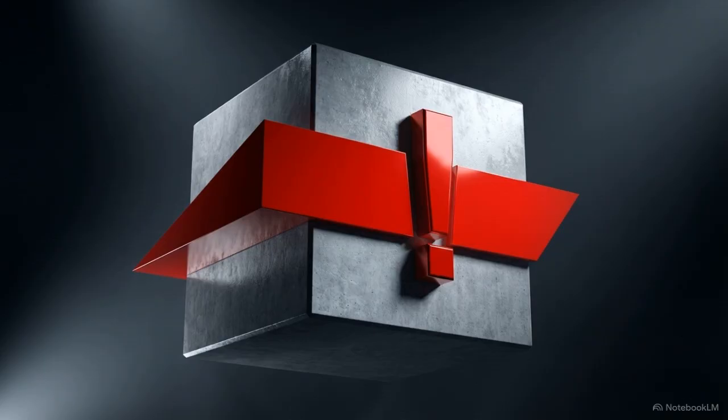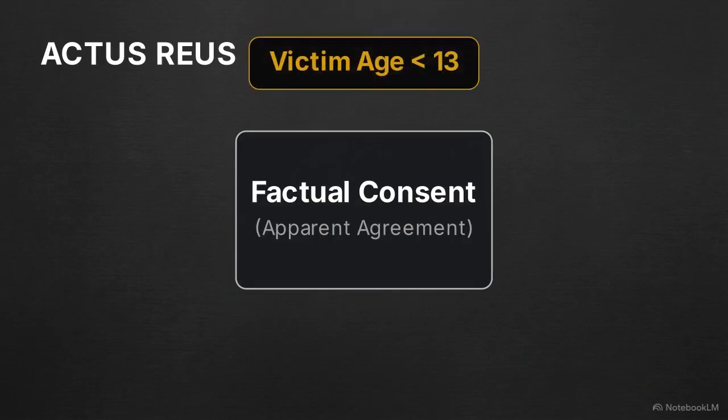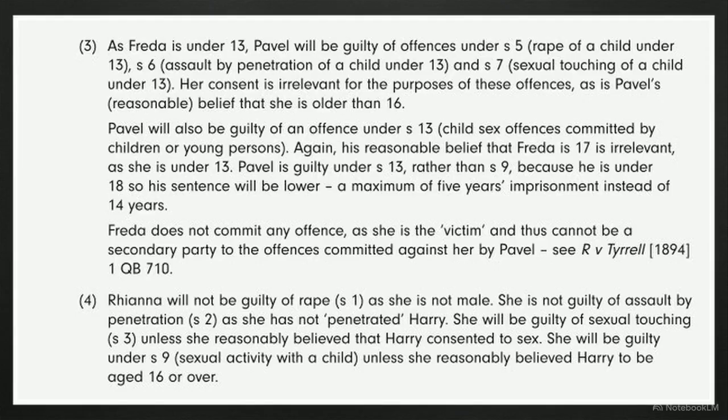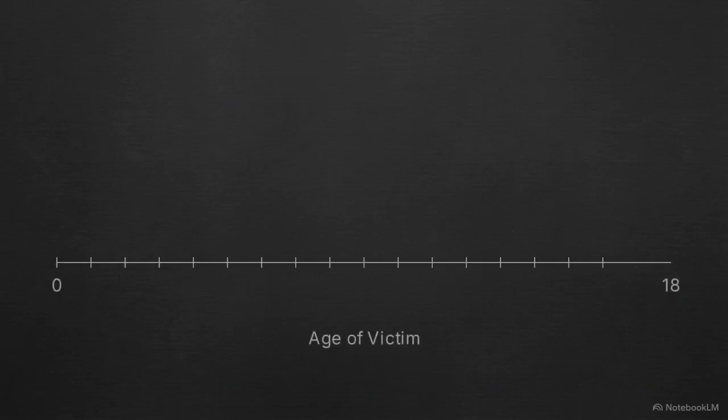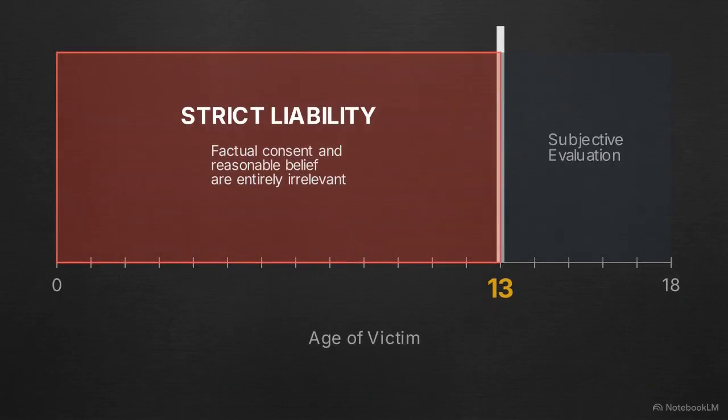There is a statutory cutoff point where the logic of consent and belief is abandoned entirely. Sections 5, 6, and 7 govern sexual offenses where the victim is a child under 13. For the Actus Reus, any factual consent offered by a child under 13 is legally non-existent. The mens rea component operates on strict liability regarding age. If a defendant has sex with a child under 13, it is no defense that they genuinely and reasonably believed the child was older. For victims under 13, the statute replaces subjective evaluation with strict mathematical age thresholds.